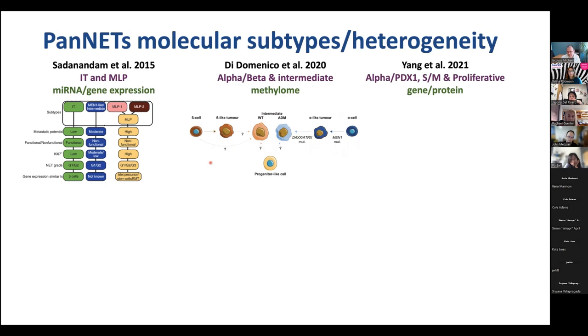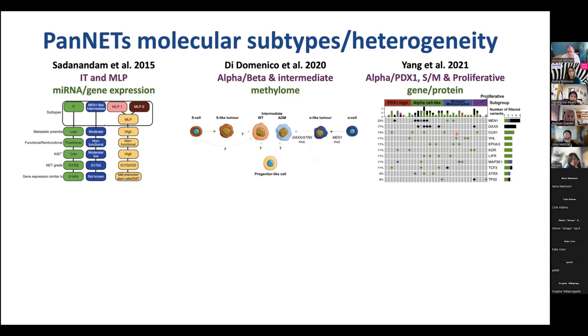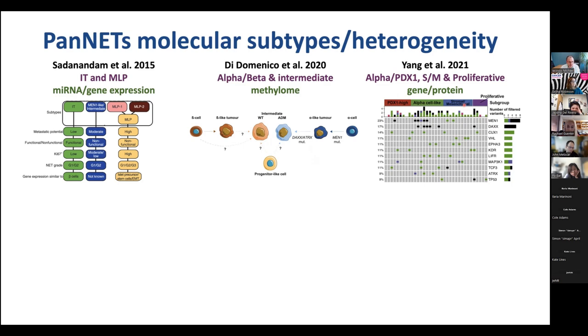Now, there was also a third study. This one was from Canada. And here, they looked at gene expression and protein profile. And again, if you see here, they did identify two subtypes, what they call PDX1 high and alpha-like. So these ones resemble more either the beta cells or the alpha cells, if you want to say so. And then they have this mesenchymal subtype, which is really characterized by what we call epithelial to mesenchymal transition. And then at the end, they have this proliferative subgroup, which is your very high-grade G3 PanNETs. One of the caveats probably in this paper is also that they include some of the NECs.